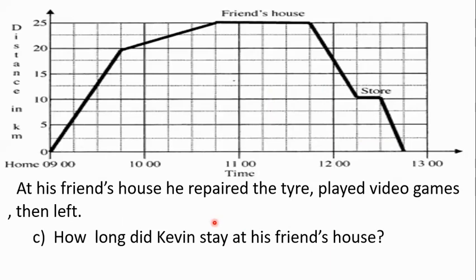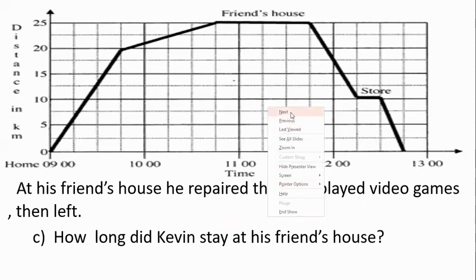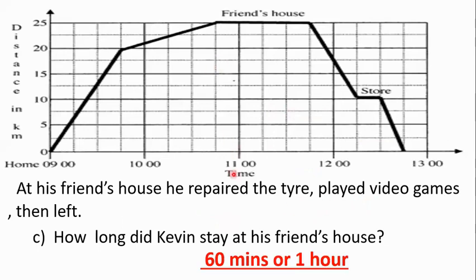At his house, he repaired the tire, played video games, then left. How long did Kevin stay at his friend's house? Let's put our map in. So 60 minutes or 1 hour. From here, 1, 2, 3, 4. 60 minutes or 1 hour.